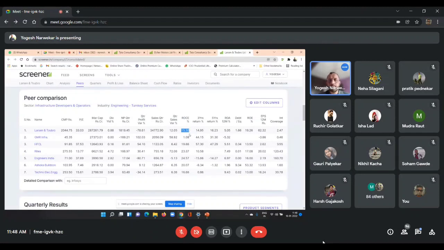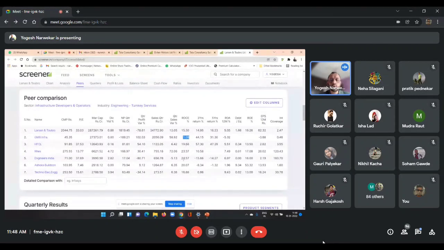You compare that with GMR Infra. GMR Infra is a company which developed airports. I think GMR developed Delhi airport, and Mumbai airport was developed by GVK. So if you see GMR, their return on capital is very poor. Their return on capital employed is only 1%.